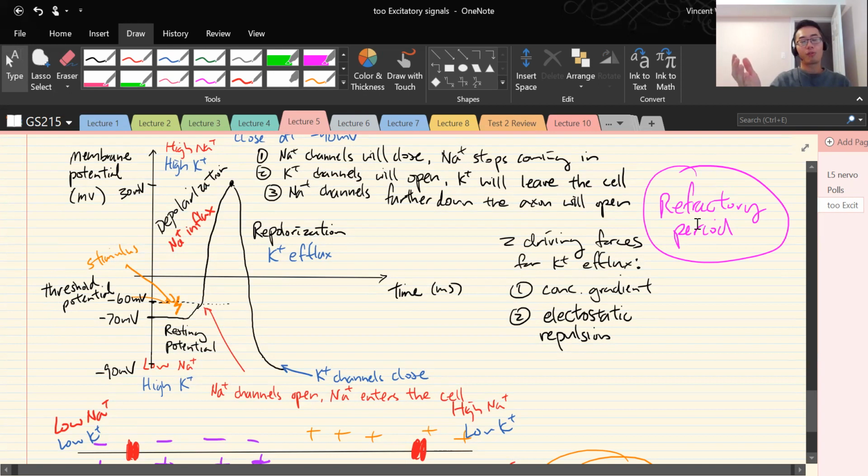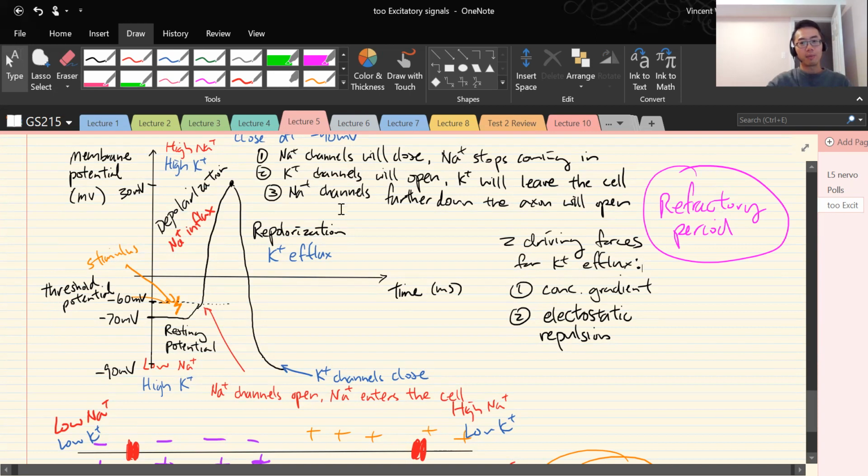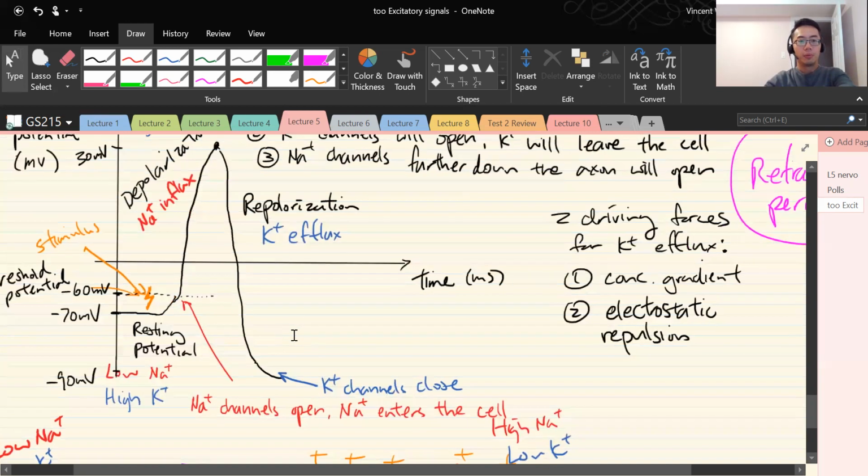What's the purpose of the refractory period? It ensures the signal is going to go forward. Otherwise, like I said, it's going to fluctuate up and down, and it's not going to be meaningful. So hopefully you're still with me and I haven't confused you too much. I probably confused you a little bit, but hopefully not too much.